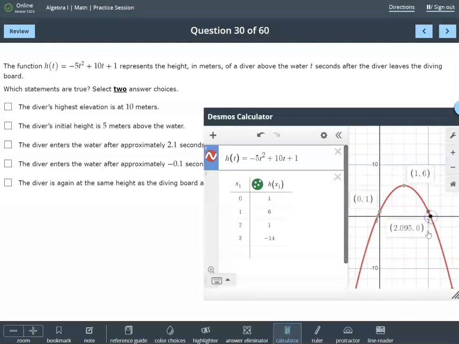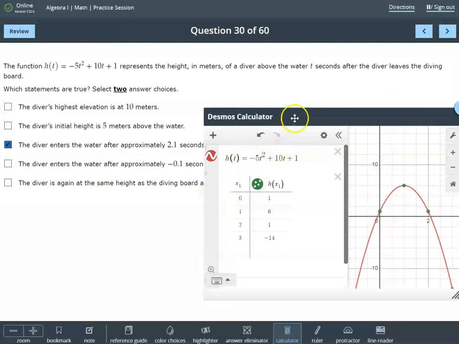That's where the parabola will intersect 0. The height is 0 when it's on the x-axis. So this point has a y of 0, and the x is 2.095. That is really close to 2.1 seconds. So that one would be correct.